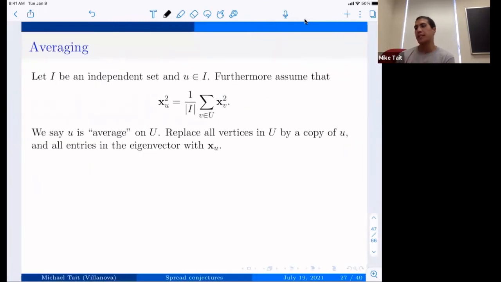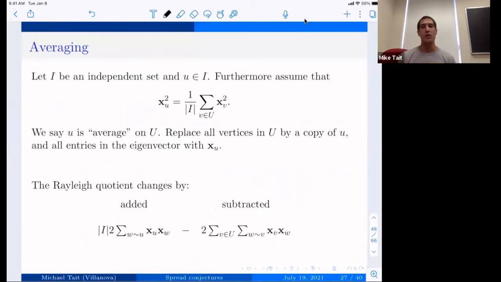And so I'll do this replacement. I replace all the vertices in my independent set by the copy of this one vertex. Because of this average property, the norm of the new vector doesn't change at all. And you can see how the Rayleigh quotient changes now. I'm going to add all these terms that correspond to the u vertex, and I'm going to subtract all the terms that corresponded to the other vertices.